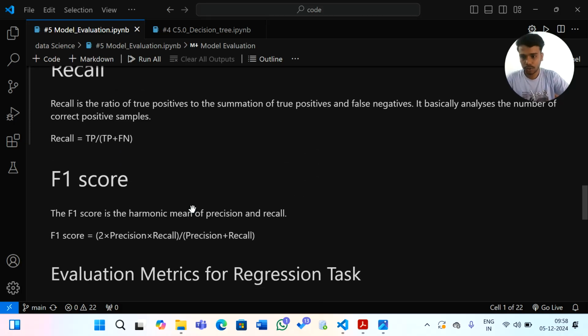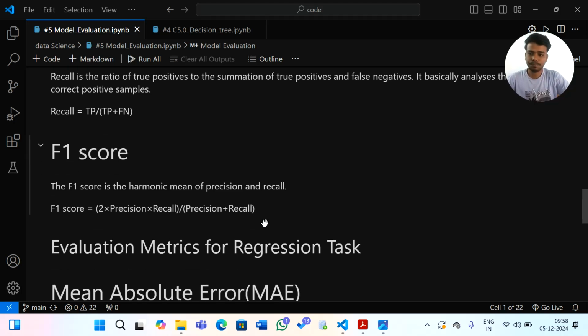Then comes the F1 score. The F1 score is the harmonic mean of precision and recall. So it averages out the precision and recall and provides us a score from which we can compare our models.